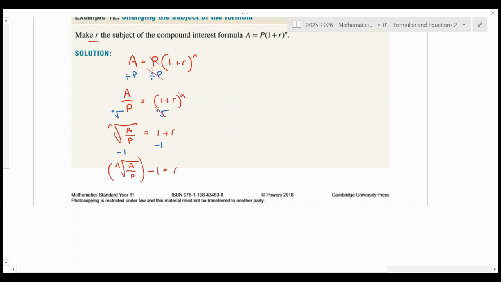The only reason I put those brackets in is so you can see that it's the nth root of A over P, minus 1. Okay, so it's not A over P minus 1, it's not A minus 1, it's not P minus 1, it's the nth root of A over P, minus 1. So I just chucked the bracket there so you could see that for the start. Normally you wouldn't write it in. And that is it. We have rearranged it, so we've now got R as the subject. Done.